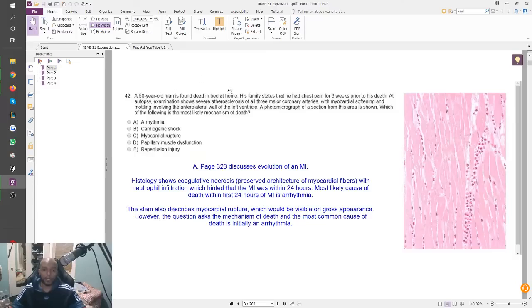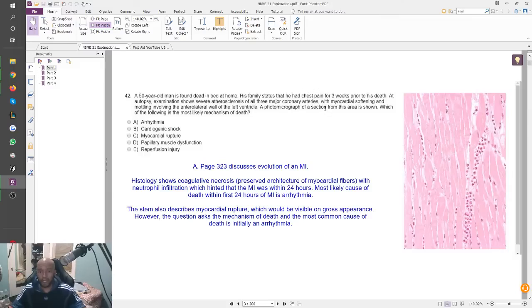50-year-old man is found dead in bed at home. His family states that he had chest pain for the 3 weeks prior to his death. At autopsy, examination shows severe atherosclerosis of all 3 major coronary arteries, with myocardial softening and mottling involving the anterolateral wall of the left ventricle. And this description that they're giving, right, myocardial softening and the mottling, these are all signs of an MI. A photomicrograph of a section from this area is shown. Which of the following is the most likely mechanism of death, right?